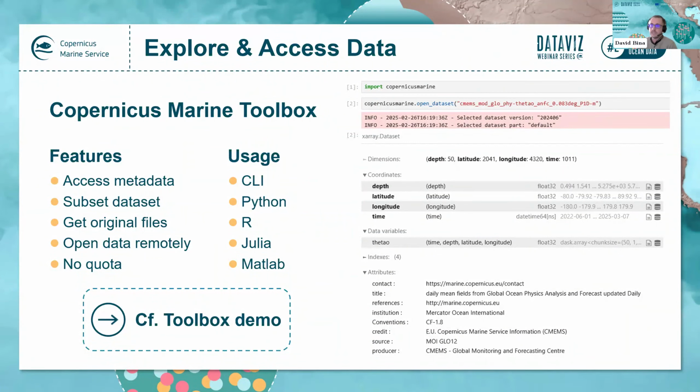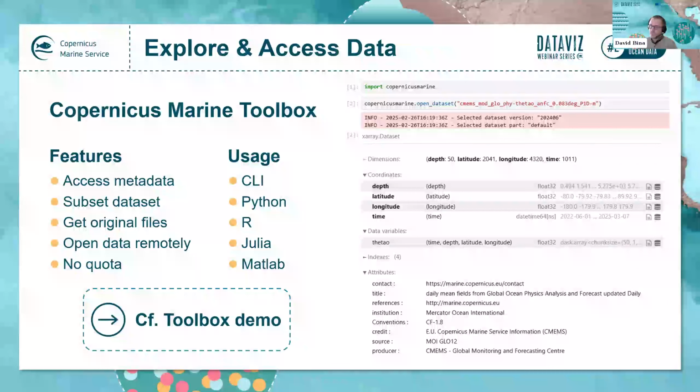And just to say a few words about the toolbox, what it allows to do: we can access the metadata of each Copernicus Marine dataset. We can subset the datasets. We can download the original files. What's really interesting is that we can also open the data remotely with the toolbox, and all of this without quota.